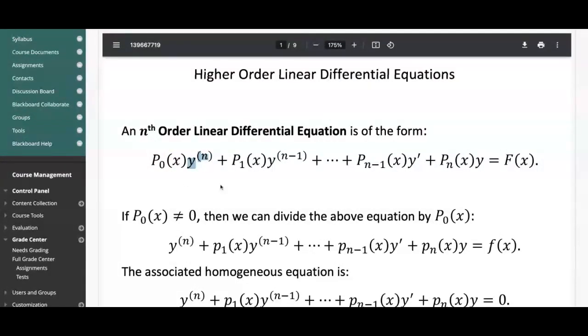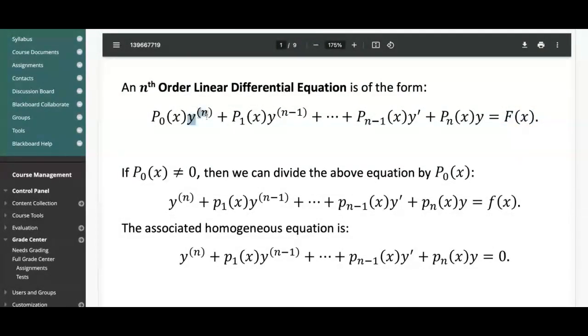Y to the nth derivative. This is another function of x, y to the n minus 1 derivative, and so on and so forth. Another function of x times y prime, another function of x times y, equals some function of x. So in this form, those p0, p1 are not important, just symbols. What's important is that they are functions of x.